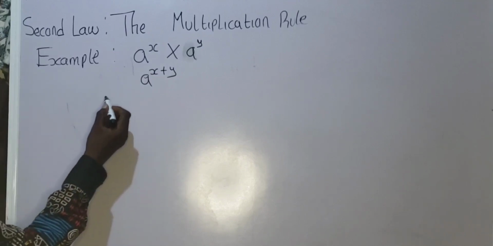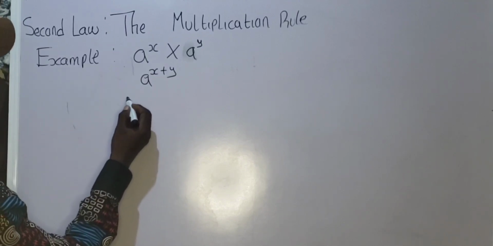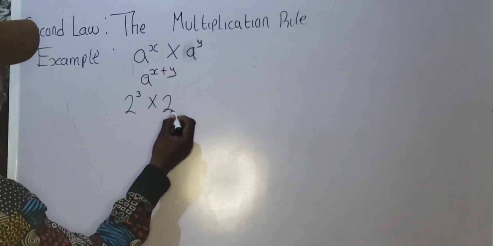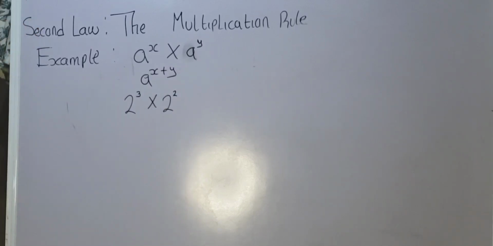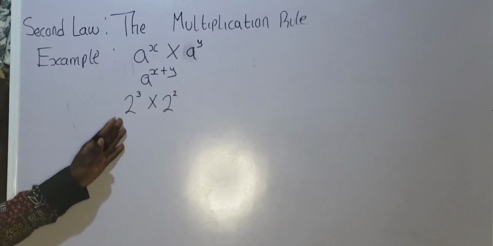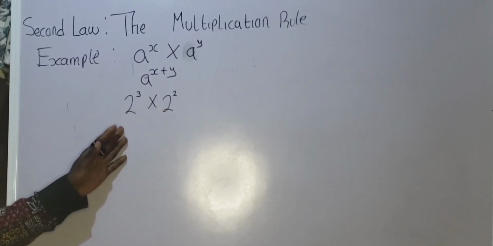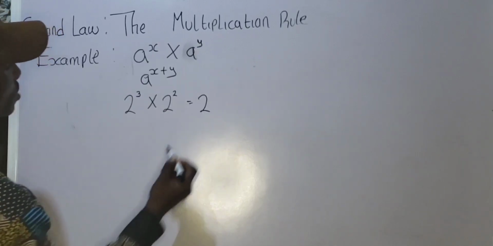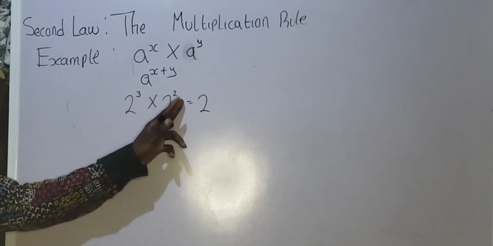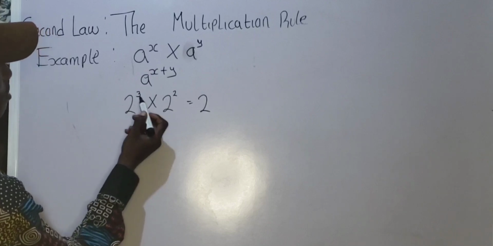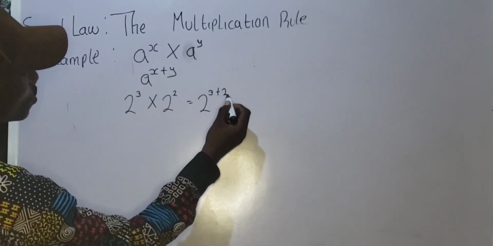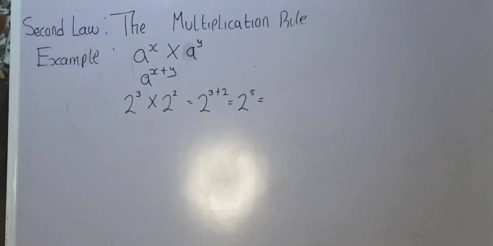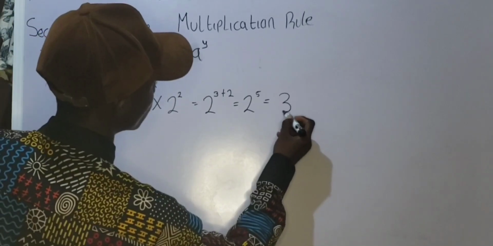Now let us try this. 2 raised to the power of 3 multiplied by 2 raised to the power of 2. Using the same approach, we can see that these numbers are in the same base, which is 2. So I'm going to have 2 raised to the power of the sum of their powers. The sum of their powers will be 3 plus 2. That will be 2 raised to the power of 5. 2 raised to the power of 5 is 32.